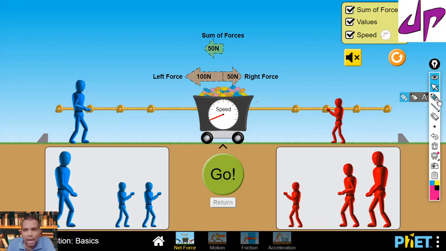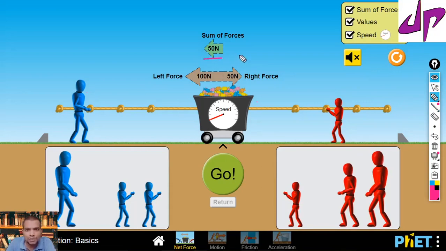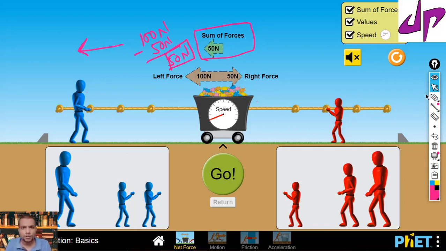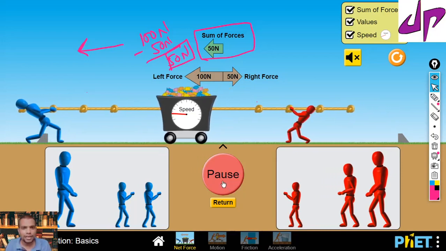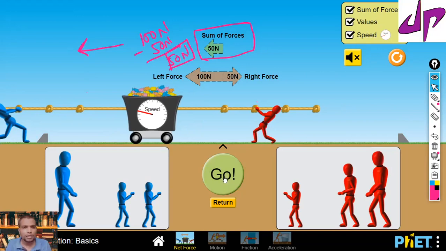The arrow mark above shows the resultant force. If you subtract 100 Newton minus 50 Newton, we get 50 Newton. And this 50 Newton force is in which direction? Yes, it is in my left direction. Suppose I hit this go button, they will apply force together. Now you can see in which direction the cart is moving. The cart is moving in my left direction.